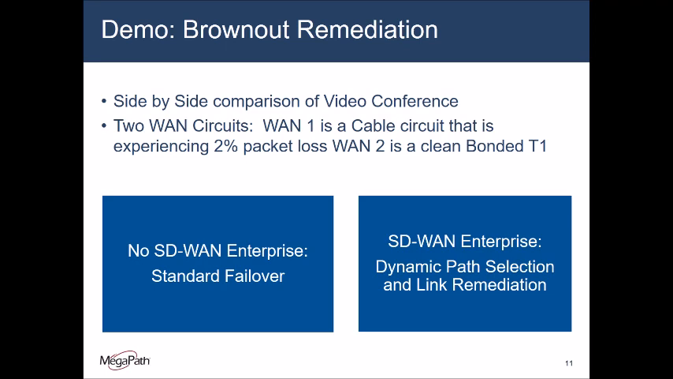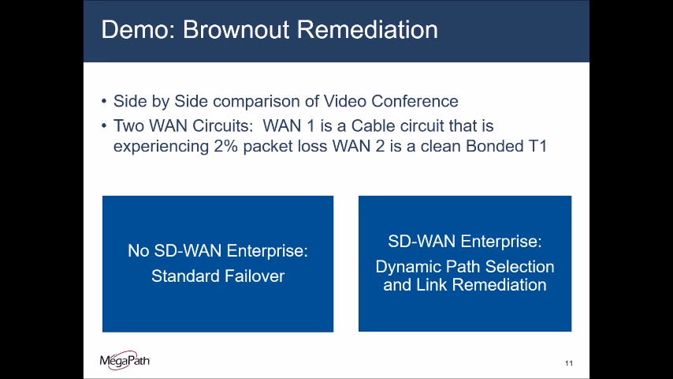And so in this scenario, we've got two circuits. We've got a customer that thinks they're doing a really good job because they've not only got a primary, but they have a secondary. Their primary circuit, or WAN 1 in this scenario, is a really large cable circuit. But for some reason or another, it's experiencing 2% packet loss. They also have a secondary clean bonded T1 circuit. And we're going to look at two pictures. On the left, no SD-WAN Enterprise and just standard failover. And on the right, SD-WAN Enterprise with dynamic path selection and real-time application failover.